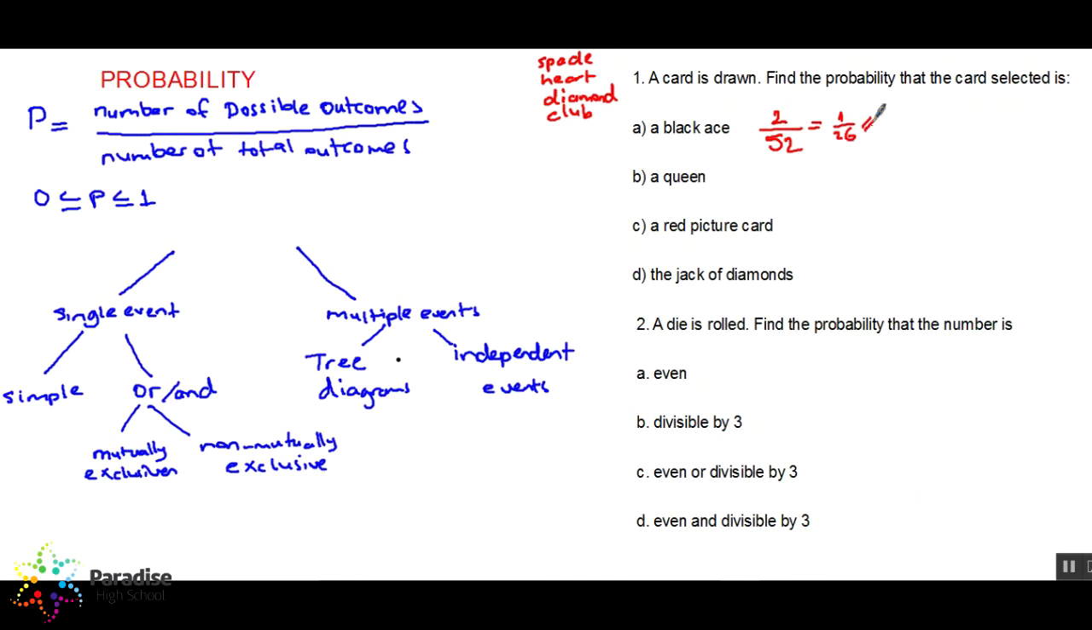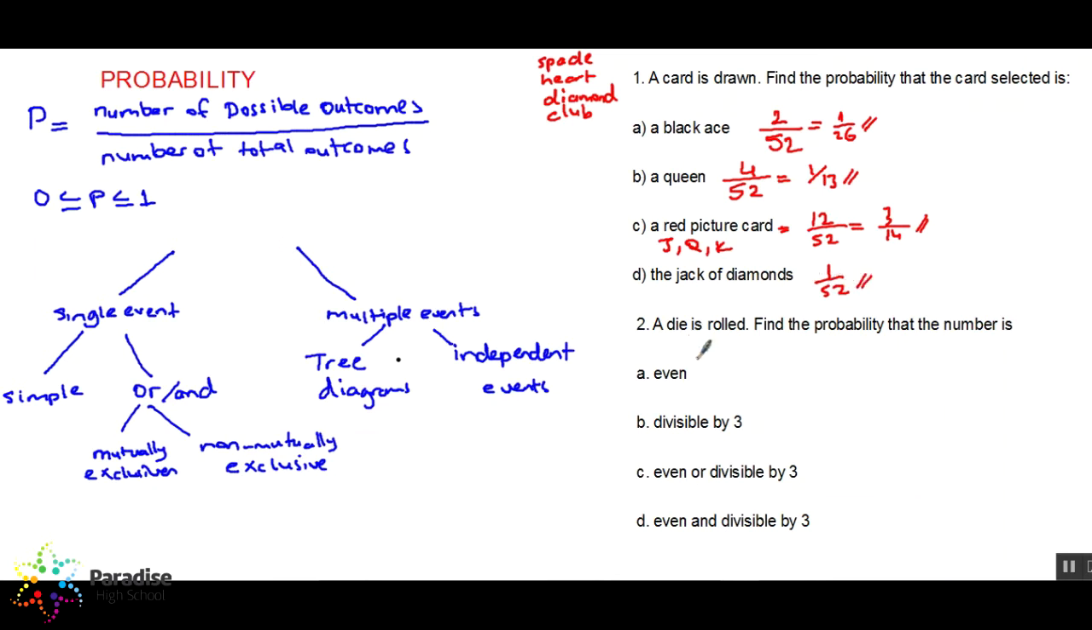A queen, I don't need to write as decimal number. What is the probability of having a queen? So there are 52 total outcomes. And how many queens we have? We have 4 queens. So that makes 1 over 13. Red picture card. Picture cards are, what is that? Jack, queen, and king. So how many of them we have? 4 jack, 4 queen, and 4 king. We have 12 of them divided by 52. Simplify that, it's going to be 3 over 13. A jack of diamonds. A jack of diamonds, we have only 1. So 1 over 52, the answer.